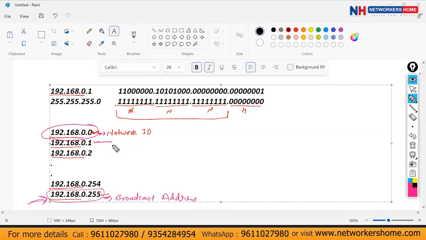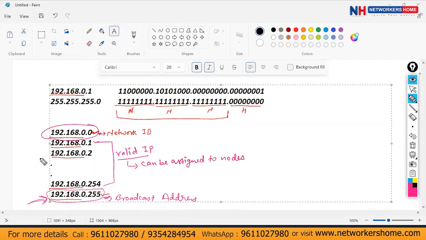And the remaining addresses in between will be known as your valid IPs. Valid IP in the sense that these IPs can be assigned in the system, can be assigned to nodes. Is it clear? One doubt, Ajay.